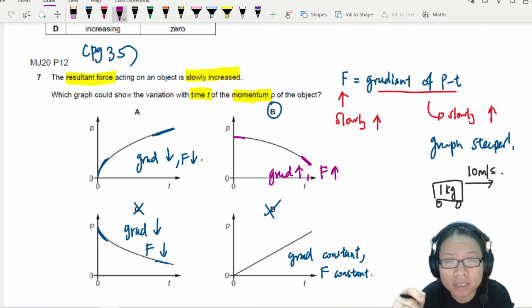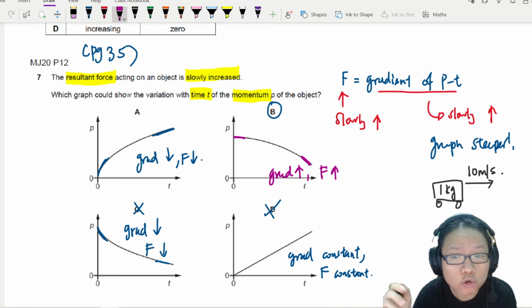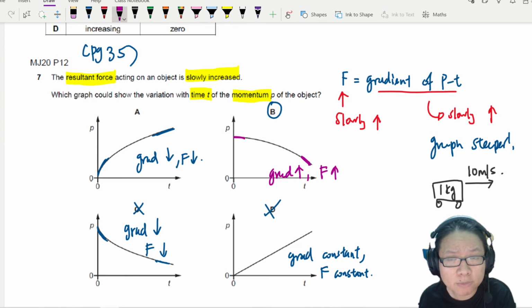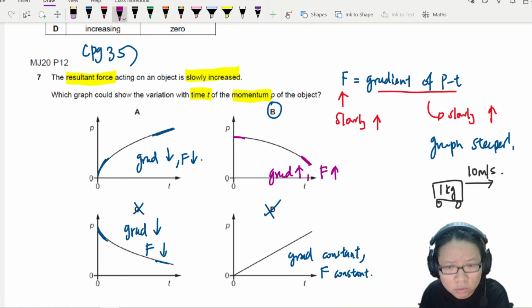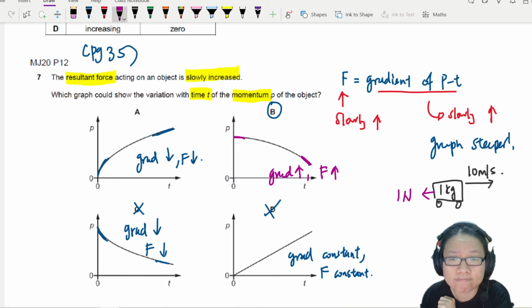How do you decrease the momentum of something that is moving? You slow it down. How do you slow down this trolley? You want to decrease its momentum? You say, slow down, bro, slow down. You apply a force this way, 1 Newton.